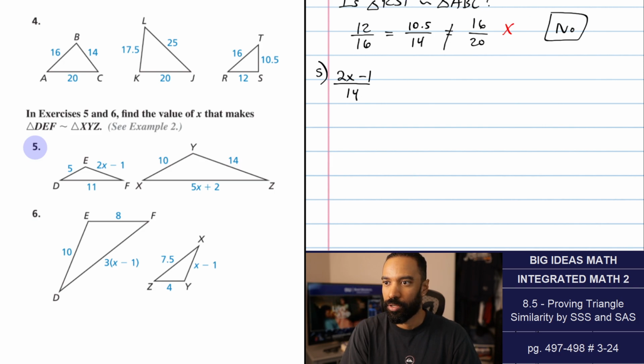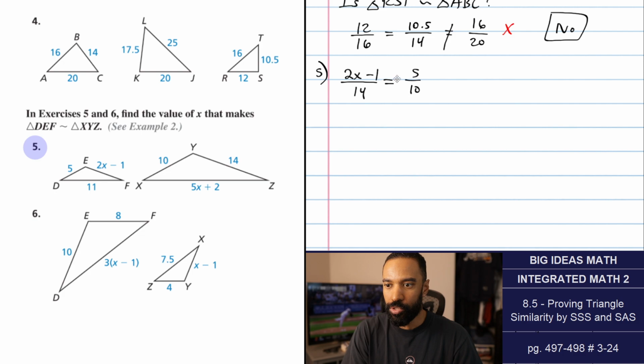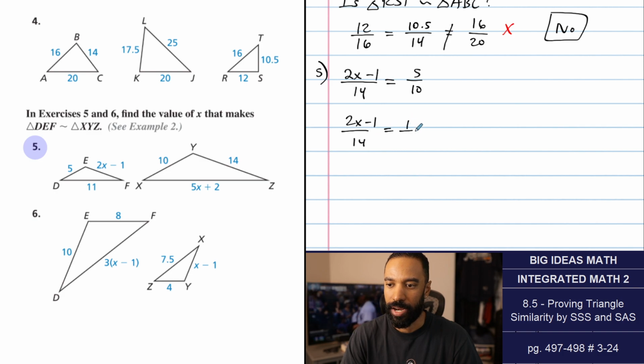Something popped up on my screen. Hold on. 2x minus 1 over 14 equals 5 over 10 is a thing that we can use. We can reduce 5 over 10 to 1/2, and I'm going to do exactly that. 2x minus 1 over 14 equals 1/2.